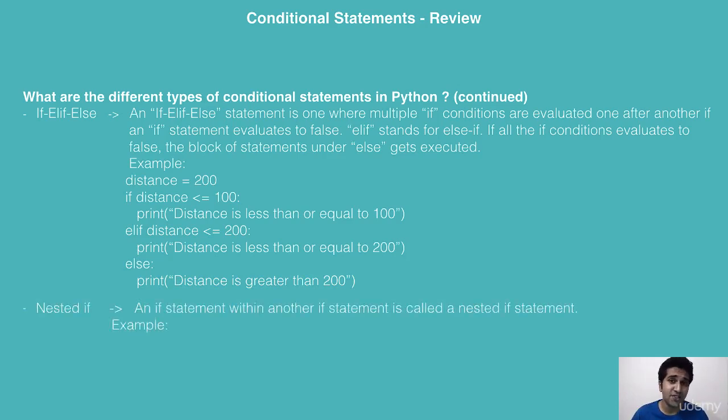And what is a nested if statement? It is an if statement within another if statement. So for example, we assign a value 50 to the variable distance, and then we check if the distance is less than 100, which is true. Now that the evaluation of if has turned true, it enters the block of statements in if, where another if condition is being checked, where you're checking if the distance is 50. So you're making an if condition check within another if condition check, which is called a nested if statement.